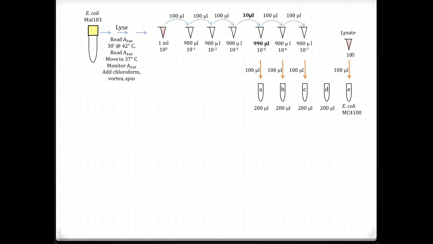So this undiluted 10 to the 0 lysate is the same lysate here. I just didn't want to draw a long, complicated looking arrow. Okay, that's why I made it red. So use 100 microliters straight of your undiluted phage. These two things are controls. Okay? Phage by itself and cells by itself.